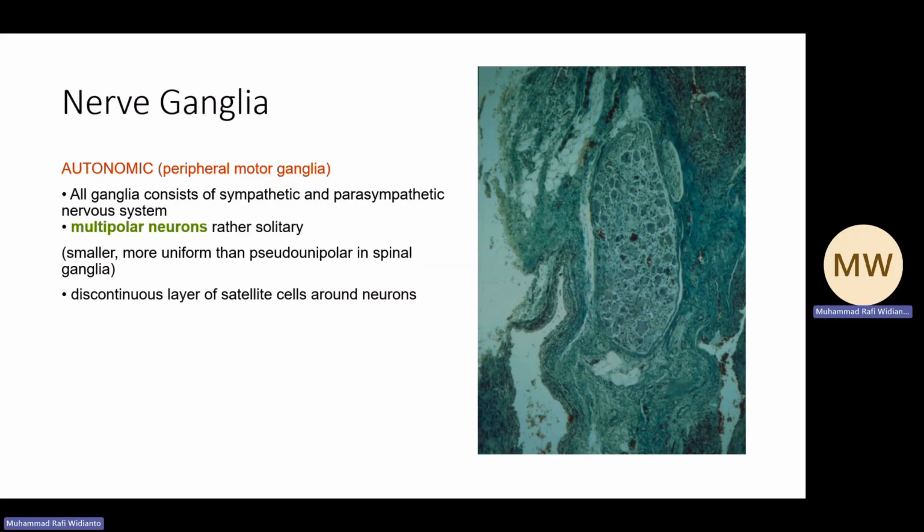And in the autonomic, we basically explained the function already, so they can consist of the sympathetic and parasympathetic part, and they are also multipolar neurons rather than solitary. So this means that they are interconnected in their function rather than working individually as separate neurons. So this basically means that they all work together. And they are smaller, more uniform than pseudounipolar in spinal ganglia, and they also contain a discontinuous layer of satellite cells around the neurons.